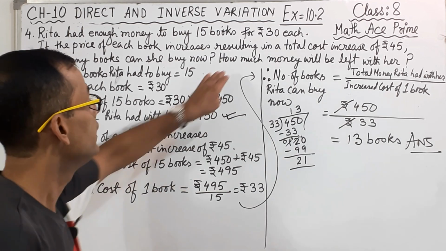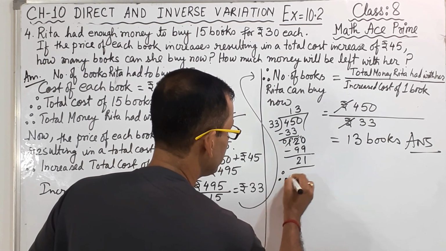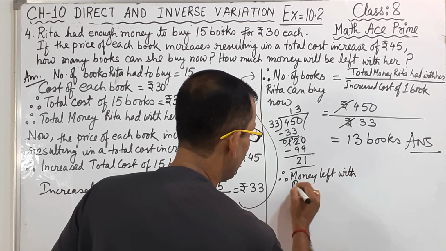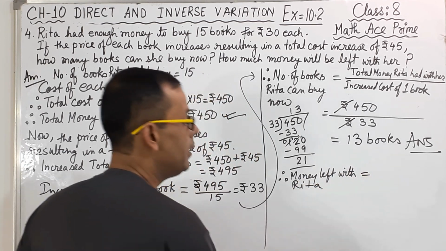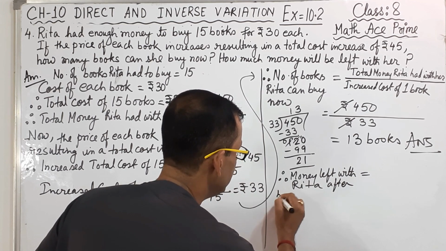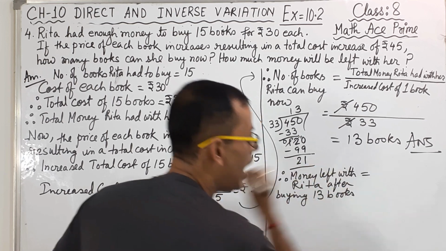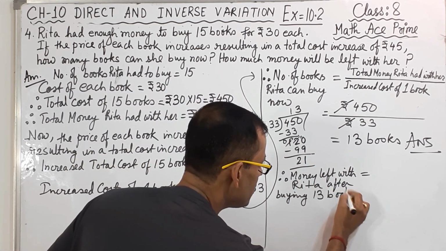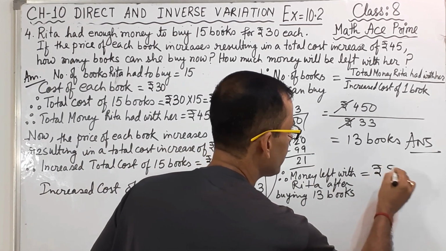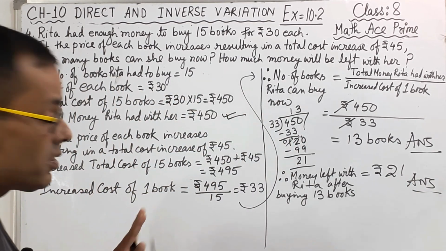Rita can buy. Then next question, how much money will be left with her? Therefore, money left with Rita after buying 13 books. She has bought 13 books. So now after buying 13 books, how much money is left? 21 rupees. So this is the answer. Okay, this is our sum, our solution.